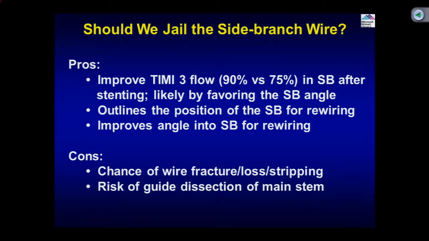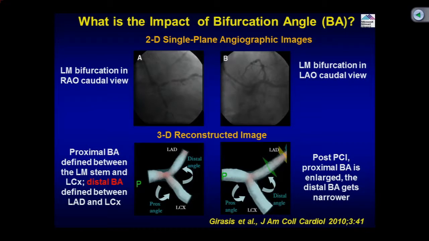The problem, the cons, is the chance of wire fracture, loss and stripping could happen, particularly if your wire is curled or it is in the third or fourth small branch. And many times what happens is when you try to take the wire out, your guide sucks in and the guide can cause dissection. So we teach that once you are removing the jailed wire, make sure your guide is disengaged far away so it does not come inside.